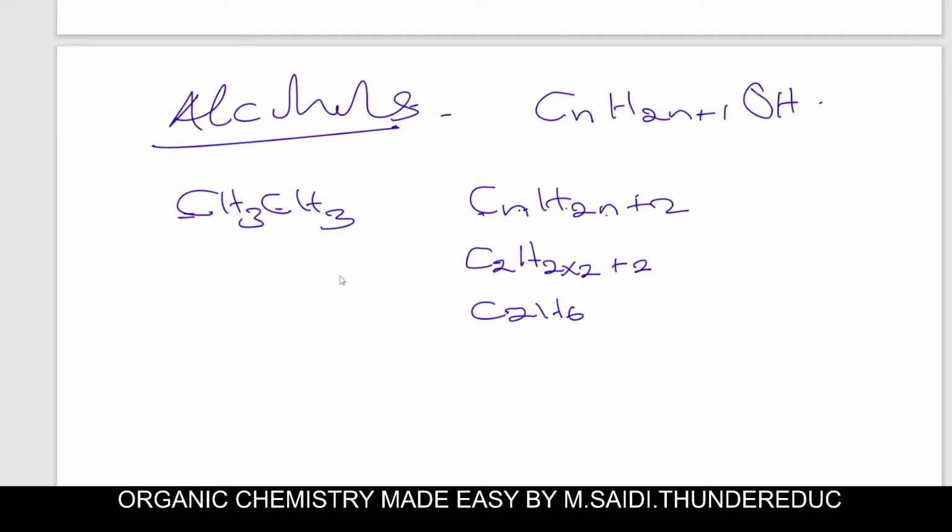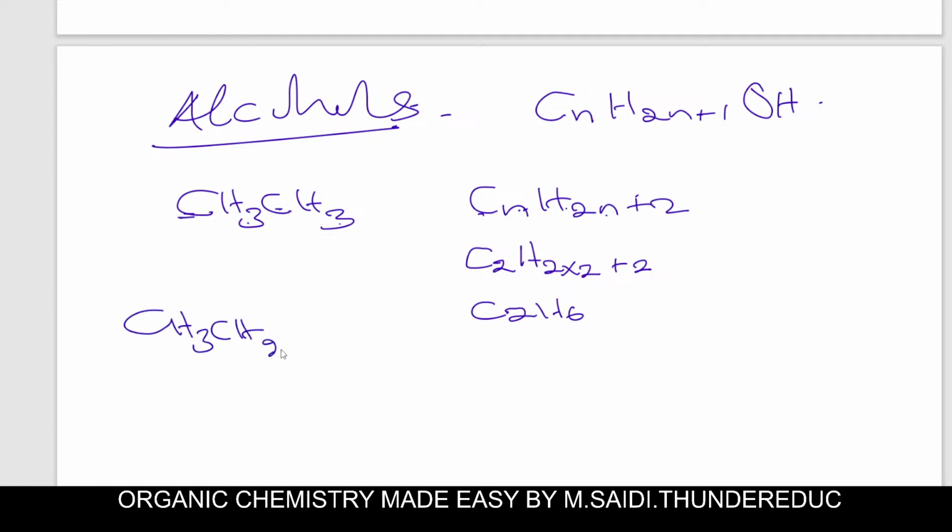So I come here and I see: do I have 2 carbon atoms? Yes, I have 2 carbon atoms. Do I have 6 hydrogens? 3 plus 3 is 6. That's how it works. If you fail to remember the formula, you can still use this method to find it out. Let me give you another example.